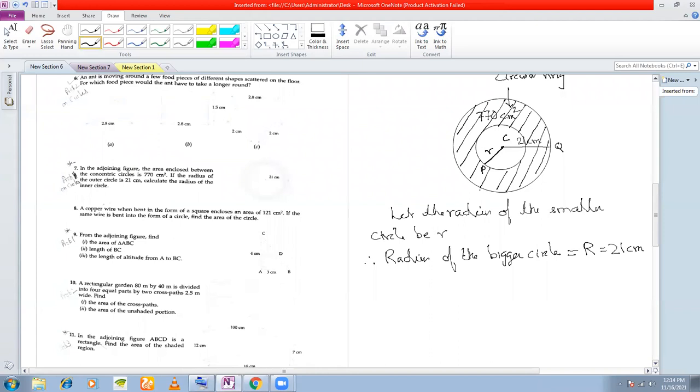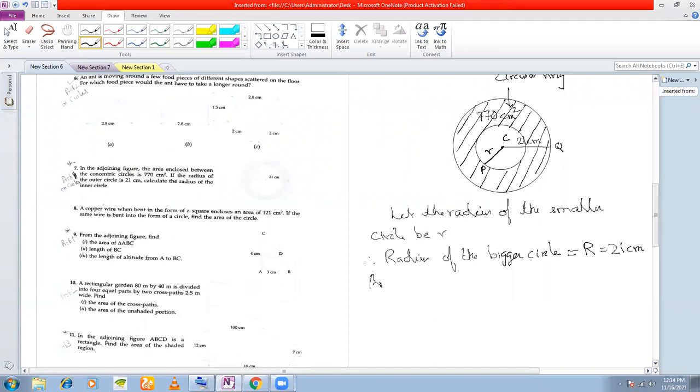Fine. Now, can anyone tell me what should be the area of this shaded part? If you see very carefully, the area of the shaded part is the area of the outer circle minus the area of the inner circle. All of you agree? Area of the bigger circle minus the area of the smaller circle, right? That is the area of the shaded part. So let's find out both the areas.